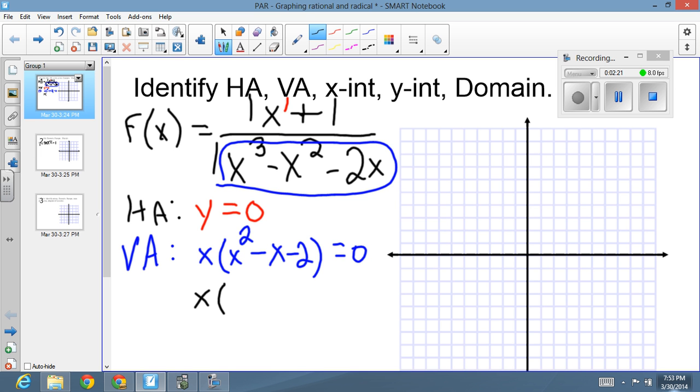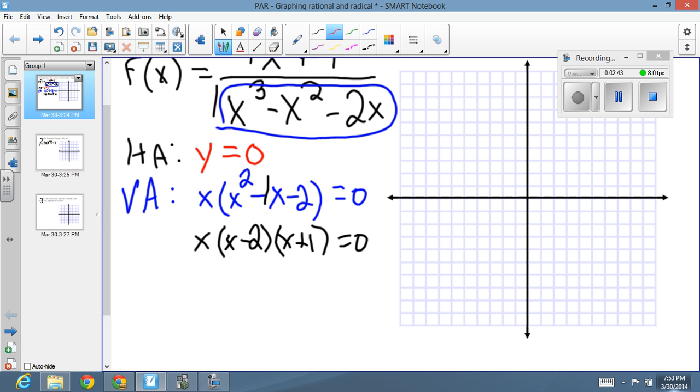I'm now going to factor what's inside the parentheses. So I'm looking for 2 numbers that add to give me -1 and multiply to give me -2. In this case, that would be a -2 and a +1. I'm looking to solve this. When the whole left side is equal to 0, the question is, what value would make the whole thing 0? If x was 0, then I would have 0 times something, so there's 1 of them. If x was 2, then that part would be 0, which would make the whole left side 0 because they're all being multiplied together. And then here my solution would be -1. So in this case, I actually have 3 different zeros, 3 different vertical asymptotes.